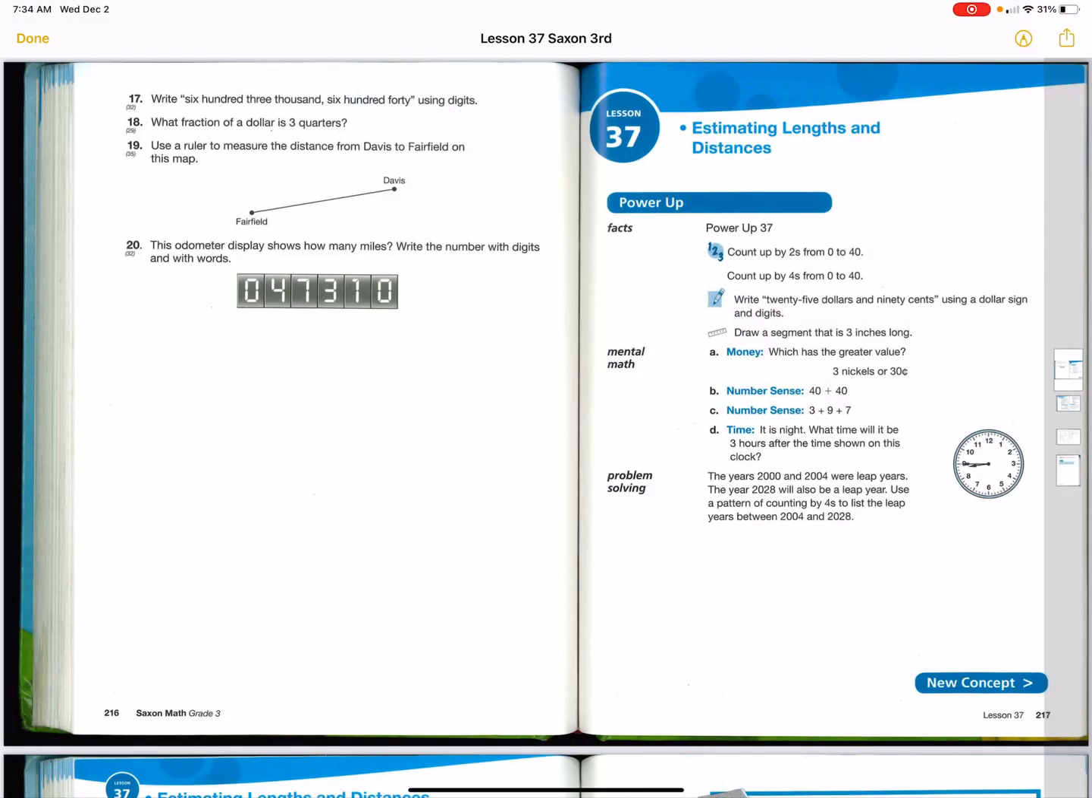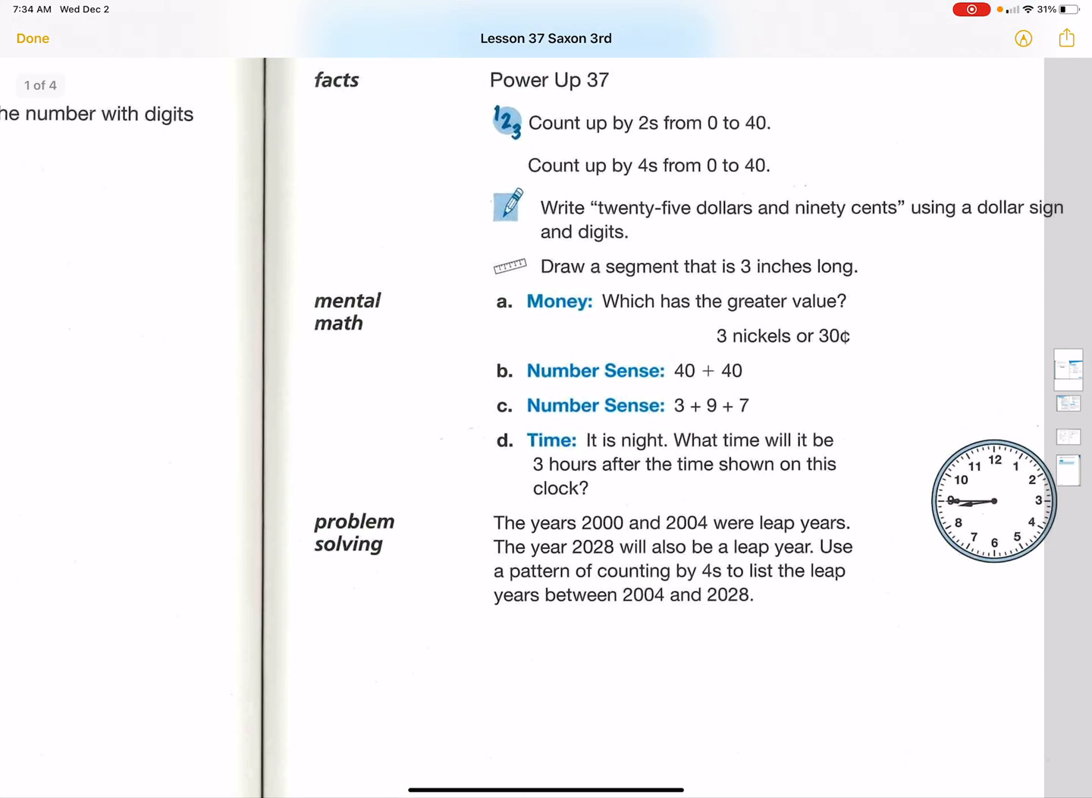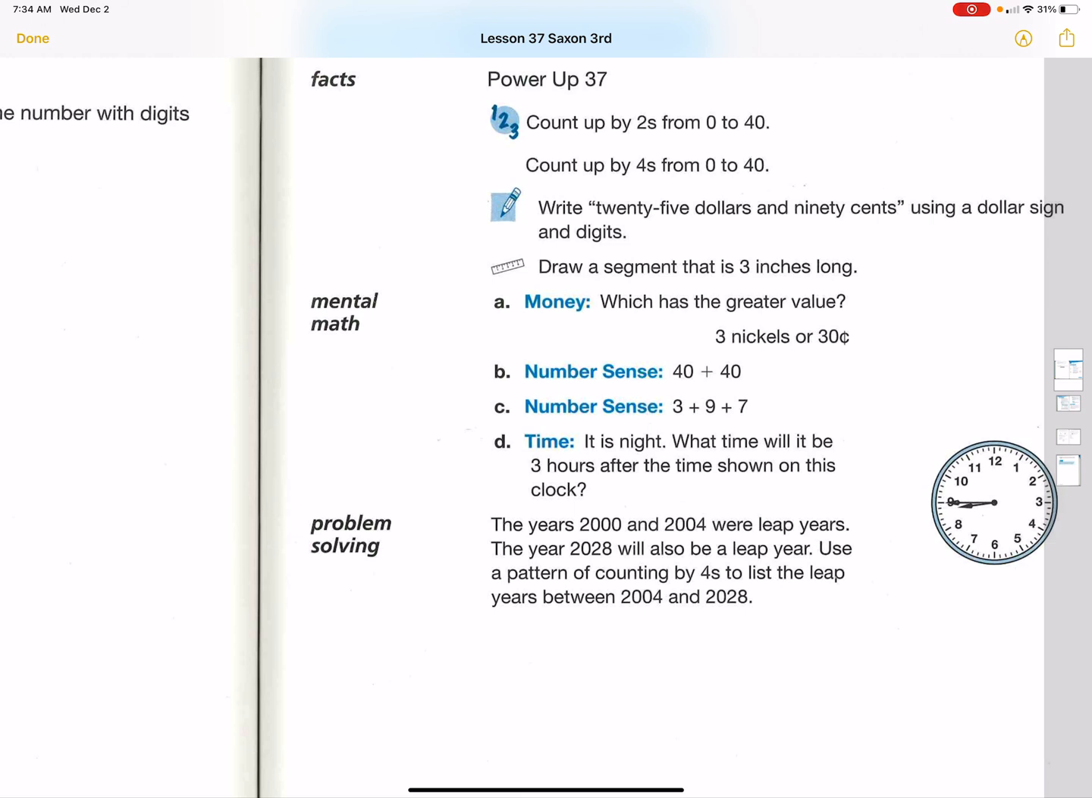Okay, this is lesson 37 for Tuesday. Again, you can do these power-ups with an adult, but since I'm not there, you don't have to do it.